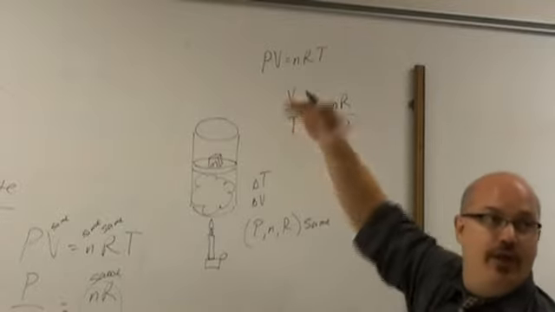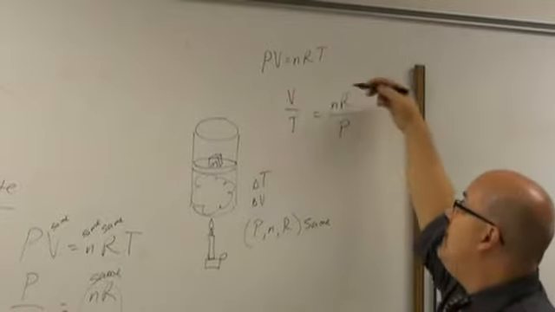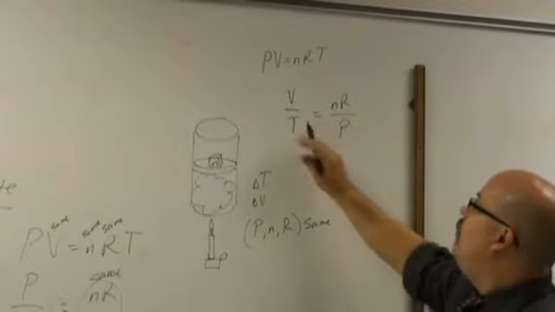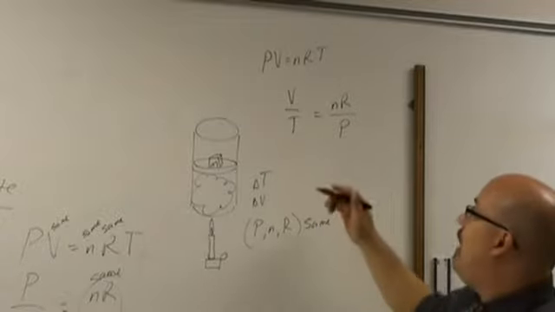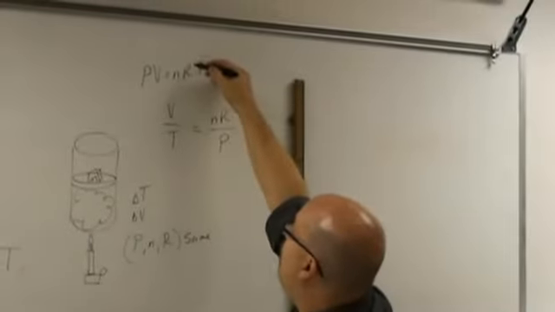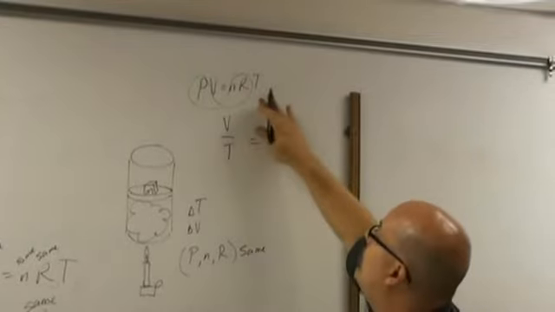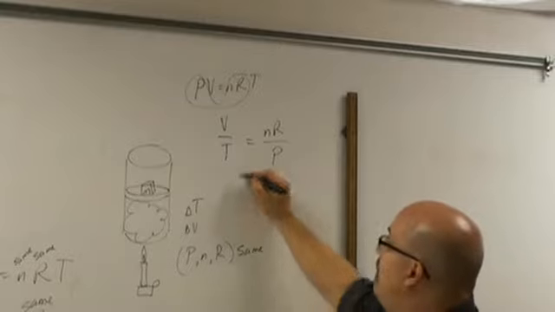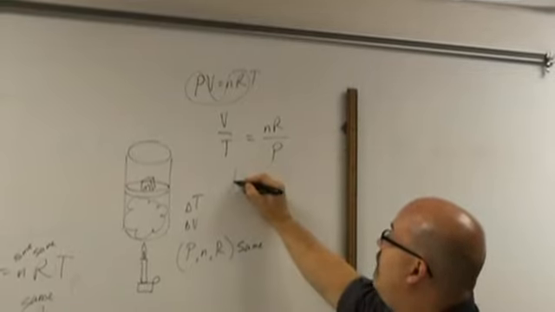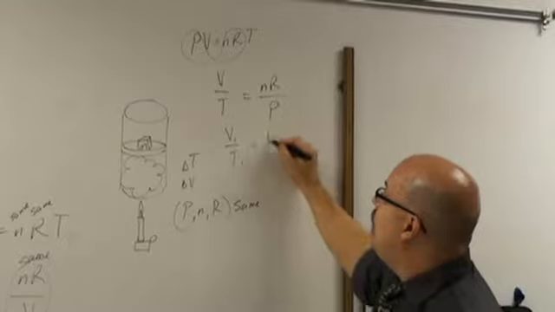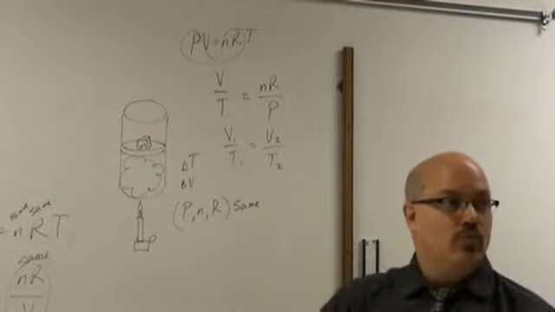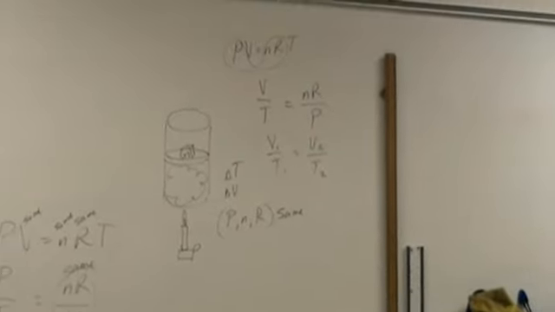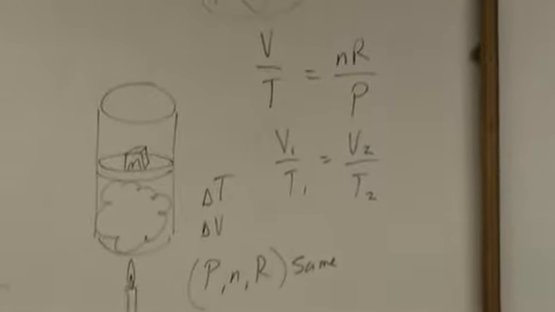Now you could also flip the whole thing over and have T over V equals P over nR. It's the same thing, it won't matter. Most people will write it this way, but you can flip it over. Since these are all constants, we can move all those to one side and all our variables to the other side. That means this is a constant. So V1 over T1 equals V2 over T2. Does that make sense? And that's how we construct every one of those. It's always the same way.